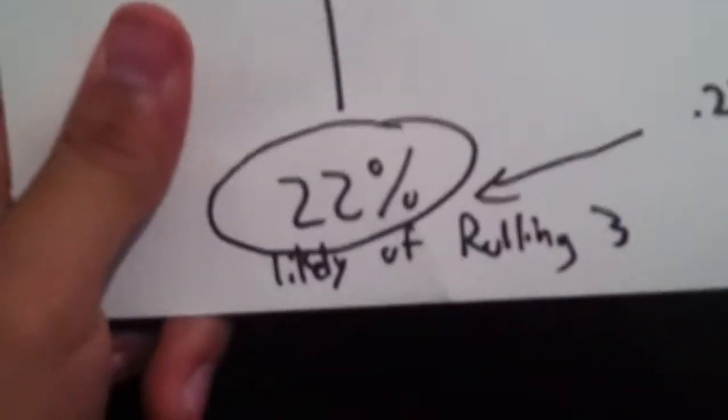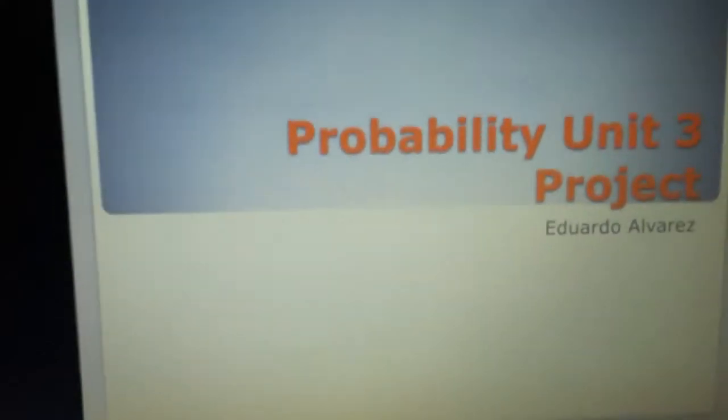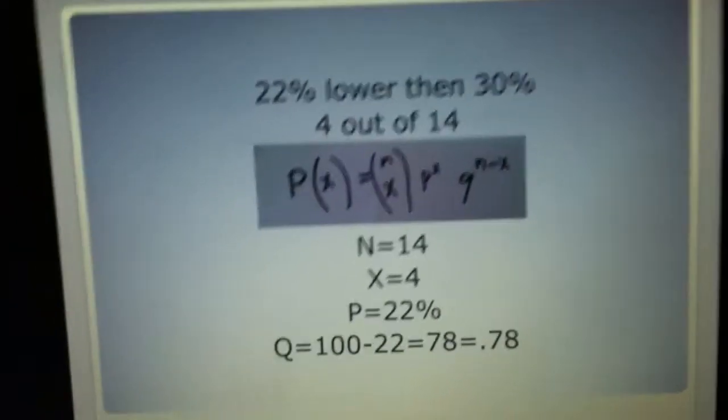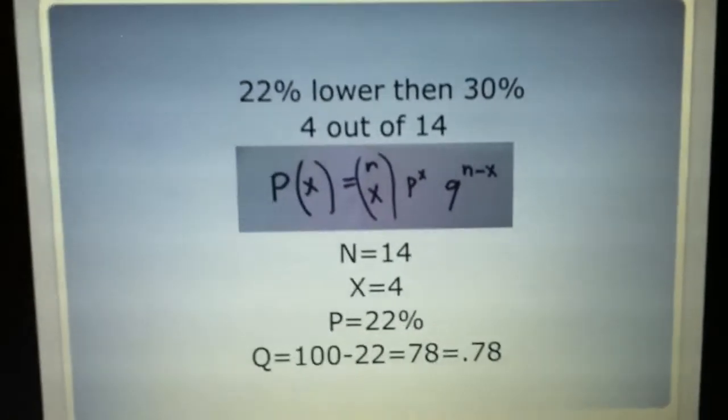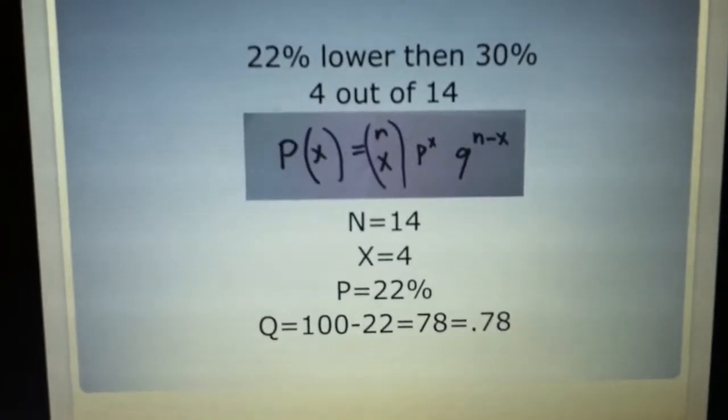We got to make that into a percentage, so you multiply that by 100, and that'll be 22% likely of rolling a 3. So that was from the project that I did. Now let's go on and use that. Since my 22% was lower than 30, we were able to use the 4 out of 14 trials.